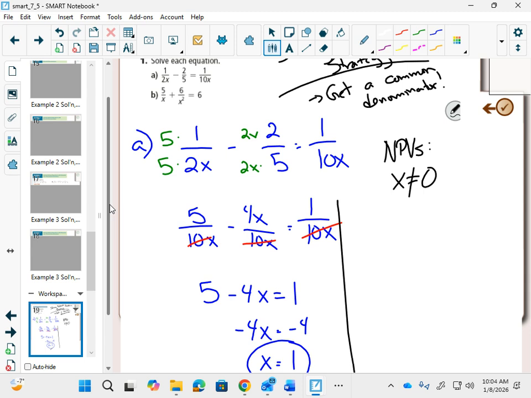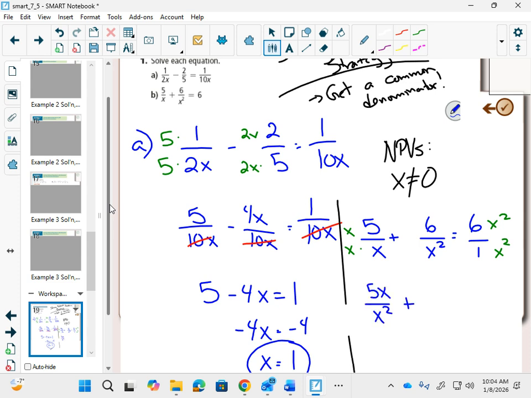For B, I want to see 5 over x plus, I'll leave some space in front of that one, equals 6. What is your common denominator? X squared. So we need to multiply this one by x. This one, which is over 1, would have to be multiplied by x squared. We have to multiply the 6 over x squared by 1. And we would get 5x over x squared plus 6 over x squared equals 6x squared over x squared.